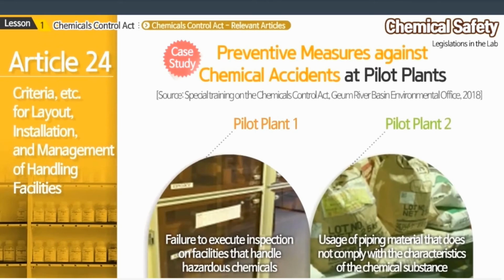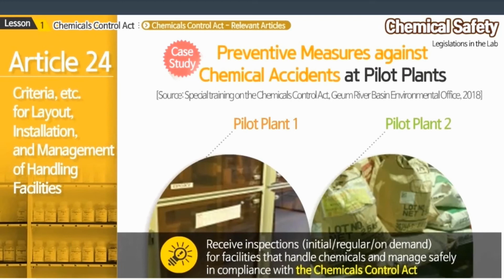Also, in several cases, the installation and provision of safety devices, overpressure prevention device, leak detectors, alarms, local ventilation devices, emergency equipment, personal protective equipment, emergency cleaning facilities, tend to be insufficient. Therefore, labs must receive inspections, initial, regular, on demand, for facilities that handle chemicals and manage its operations safely in compliance with the Chemicals Control Act.